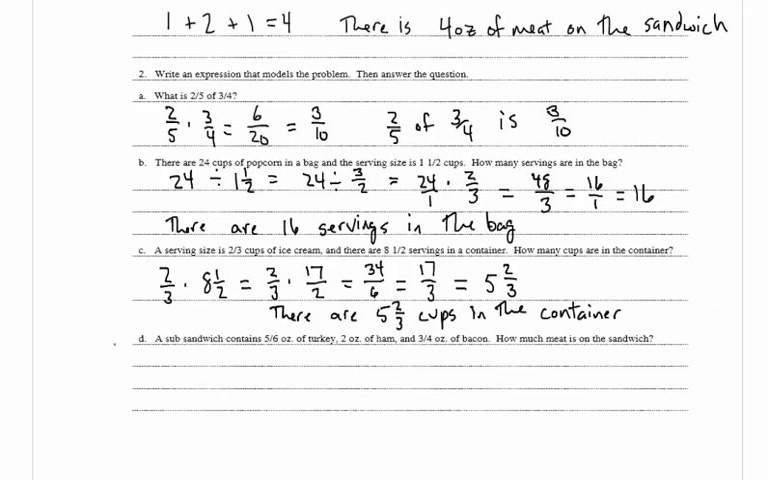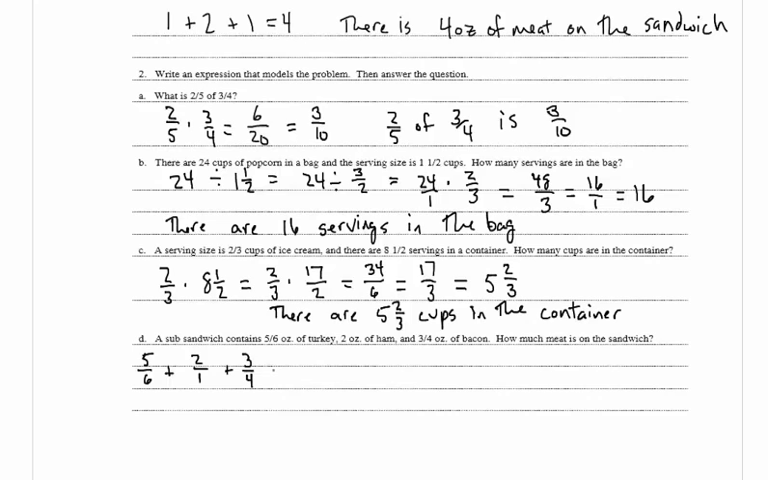In D it says a sub sandwich contains 5/6 ounces of turkey, 2 ounces of ham, and 3/4 ounces of bacon, and it wants to know how much meat is on the sandwich. And in order to do this, we're going to add how many ounces of each type of meat. So we have 5 over 6 plus 2, which could be written as 2 over 1, and 3/4.